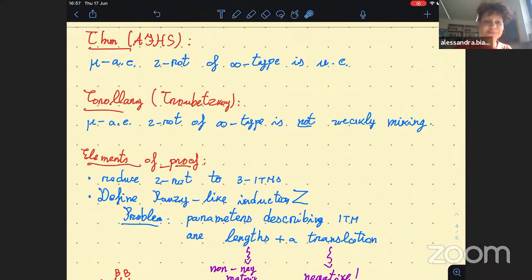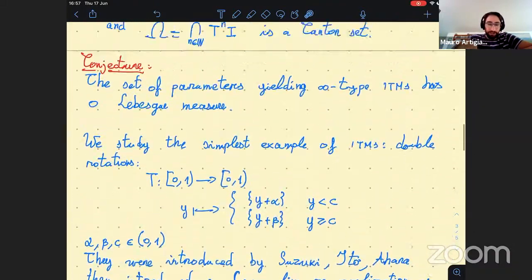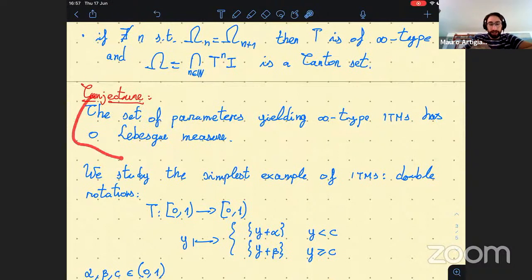Other questions? If you think to generalize it to something like three rotations, do you expect similar results, or do you expect something fundamentally different happening? As I said, there is a conjecture by Boshernitzan and Kornfeld, which tells you that you expect this behavior to happen for all ITMs. So, 3 rotations or whatever you want to consider.